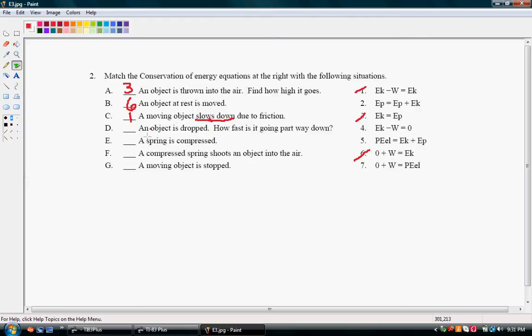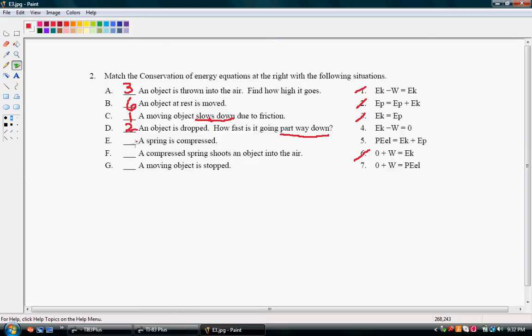Alright, D, an object is dropped. So at first, before it's dropped, it's going 0 meters per second. It's as high as it's going to go because it's going to fall after that. We've got all potential energy. How fast is it going part way down? Alright, well, halfway down, or even part of the way down, you have a kinetic energy because it's falling, but you also have a potential energy as long as it's above the ground. So we had potential, and then we ended up with potential and kinetic. So that is number 2.